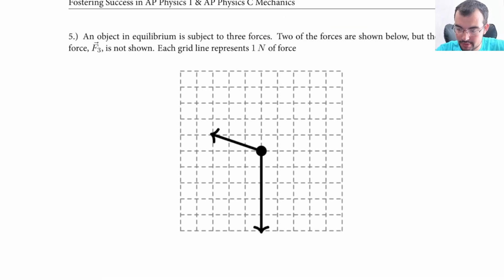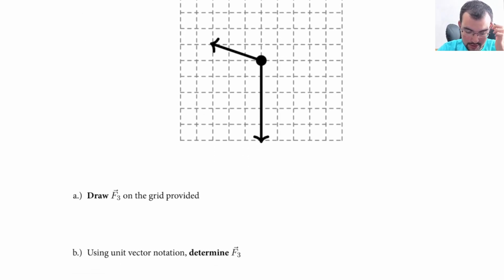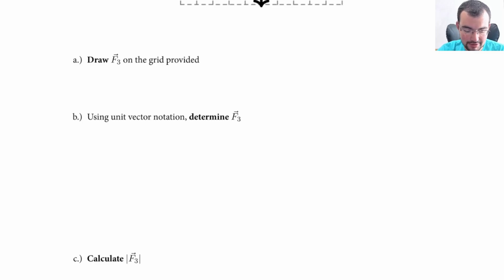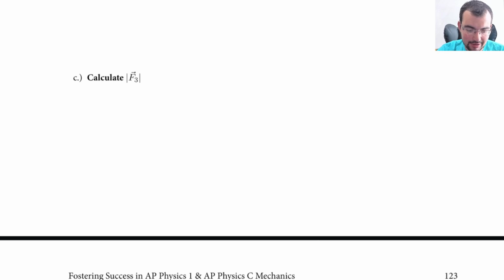All right. An object in equilibrium is subject to three forces. Two of the forces are shown, but the final force, F3, is not. Each grid line represents 1 Newton of force. So we want to draw F3. We want to determine F3 as a vector in unit vector notation, so component form. And then we've got to calculate its magnitude.